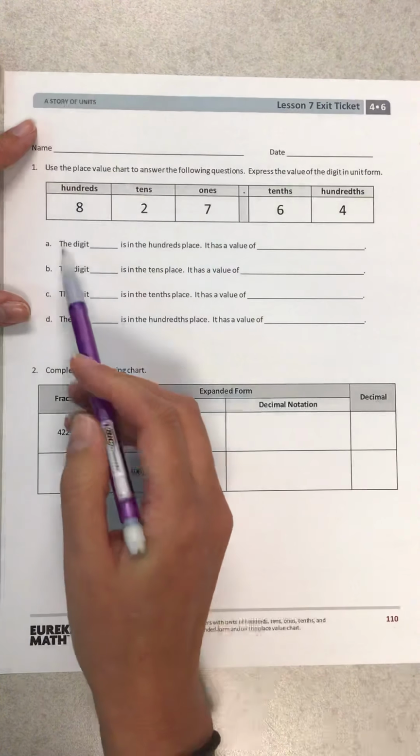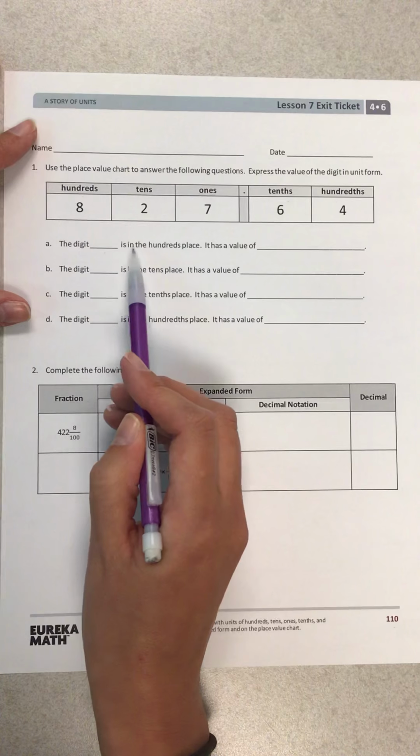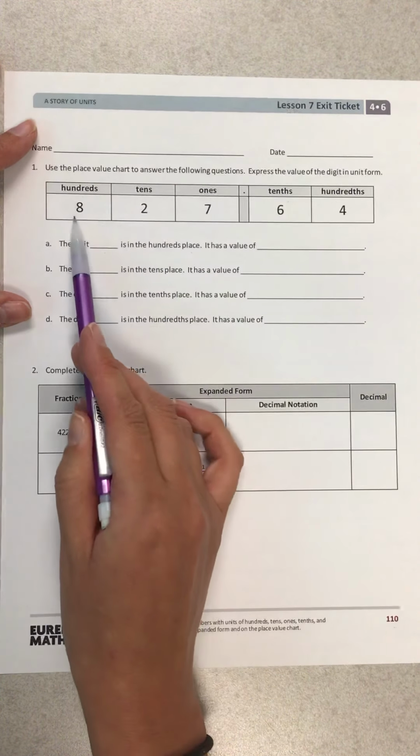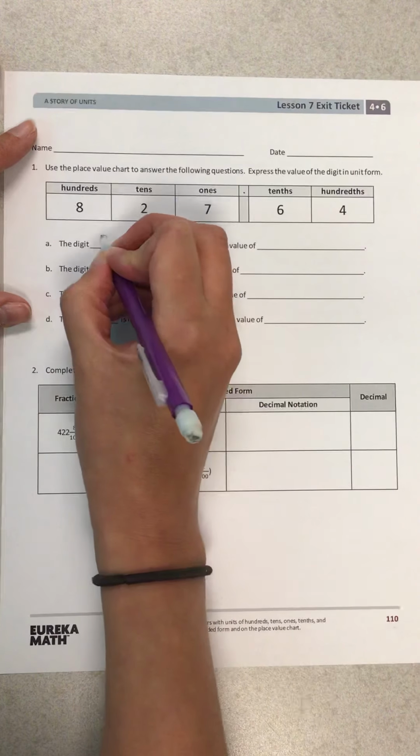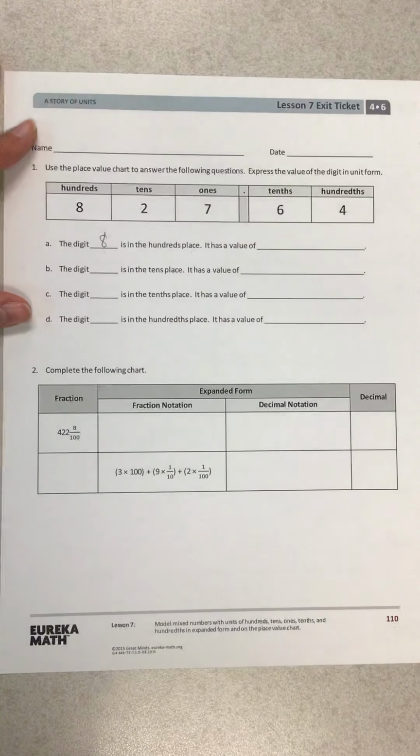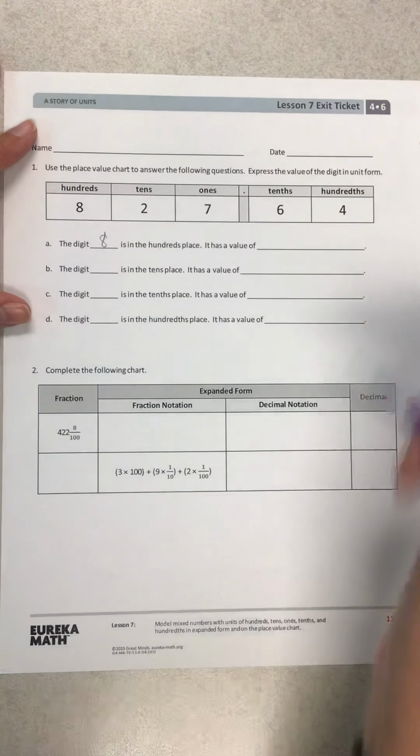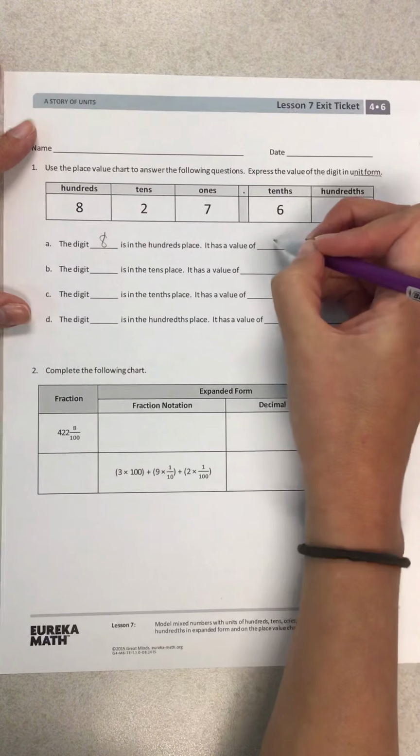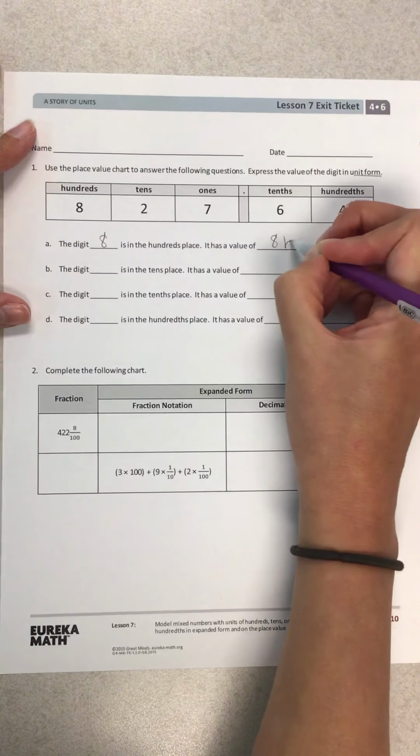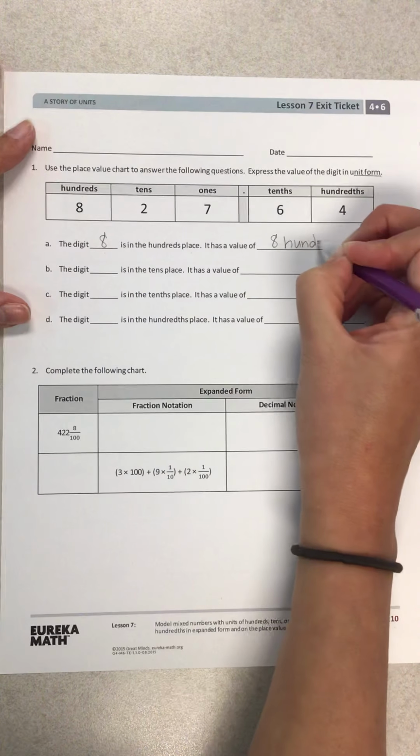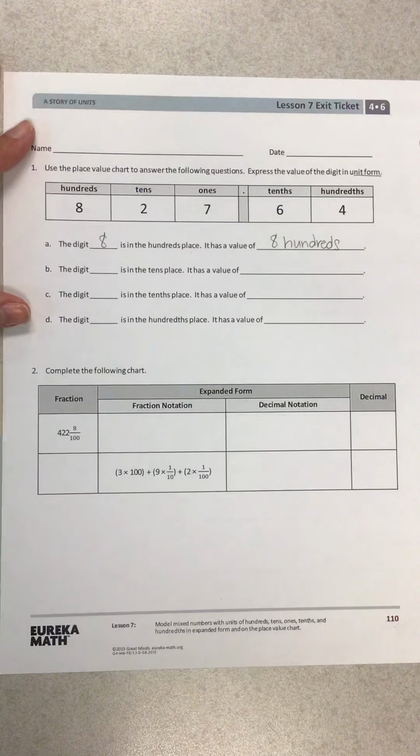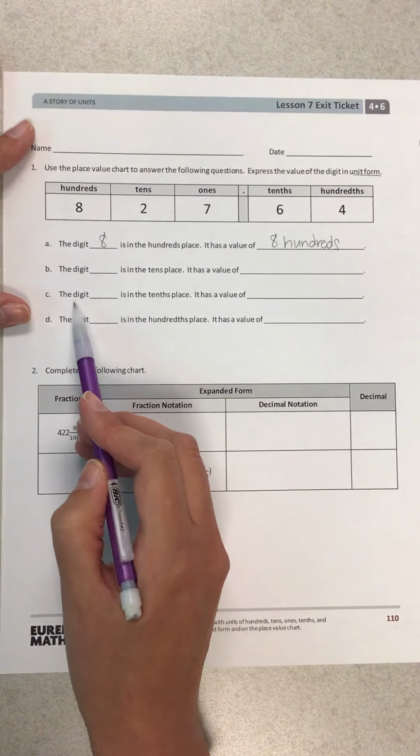Okay, so it says the digit blank is in the hundreds place. So when I look up here in my hundreds, I have an 8. So the digit is 8. It has a value of, and this is when we want it in unit form, is what my directions told me. So that means I'll use the word, and so I could say it has a value of 8 hundredths. That's exactly what my place value told me. I'm going to leave B and C for you to do.